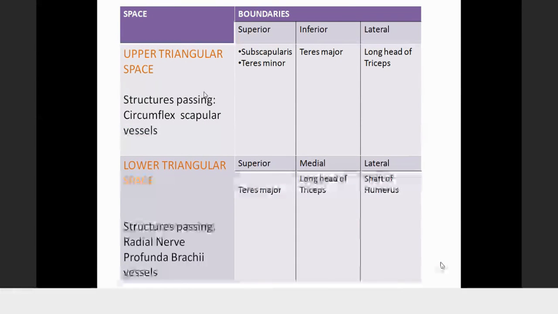And the upper triangular space: superiorly the subscapularis, teres minor, subscapularis anteriorly, posteriorly teres minor, inferiorly teres major, laterally the long head of triceps. Structure passing through the upper triangular space is the circumflex scapular vessels, and in the lower triangular space, if we see, superiorly formed by the teres major, medially the long head of triceps, laterally shaft of humerus. Okay, the structures passing are radial nerve and profunda brachii.